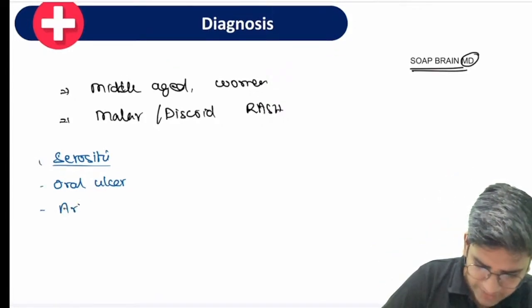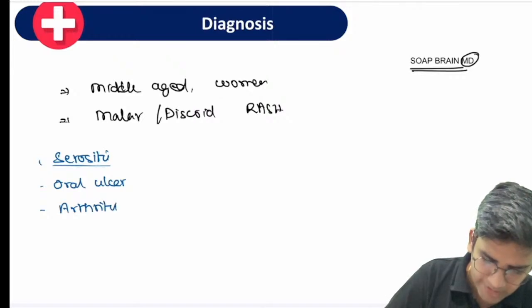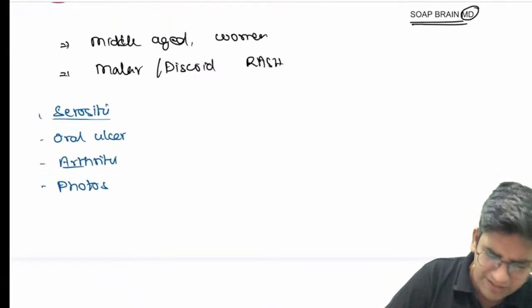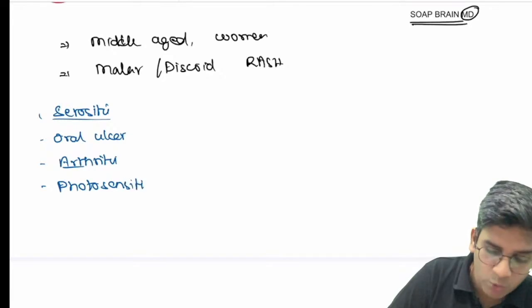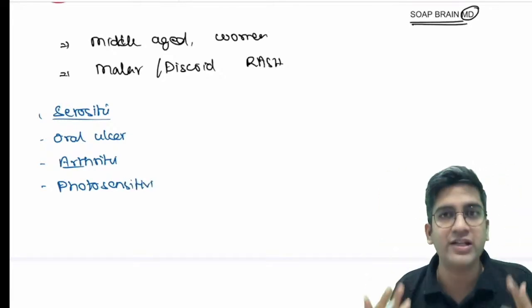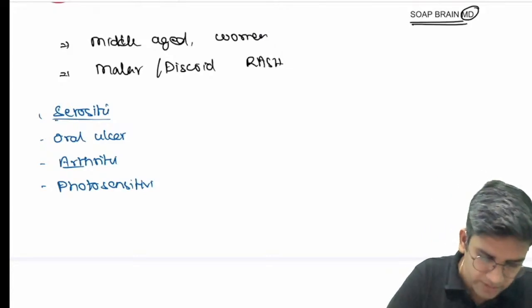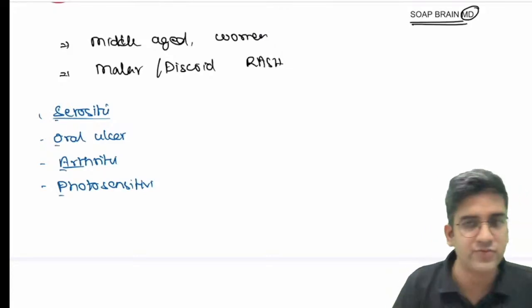A for arthritis. P for photosensitivity. It's not just malar and discoid rash. I can have a photosensitive reaction on any part of the skin. Malar discoid is more common because it's very exposed to the sun whenever I go out, because the trigger is the sun exposure. Fine. Okay, that's your serositis, oral ulcer, arthritis, photosensitivity. Fine.